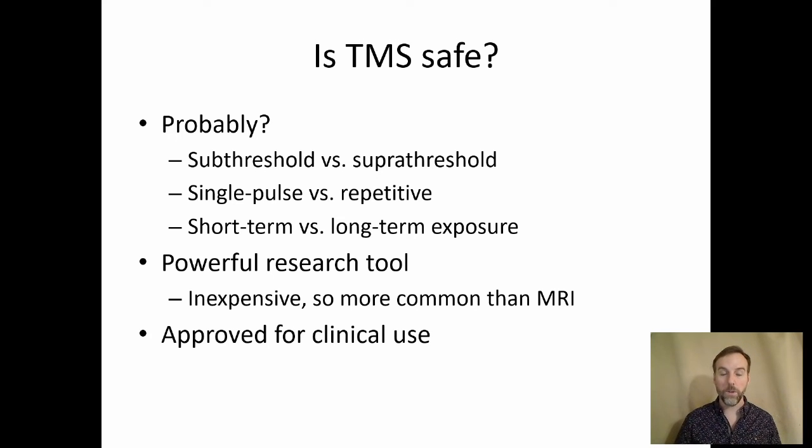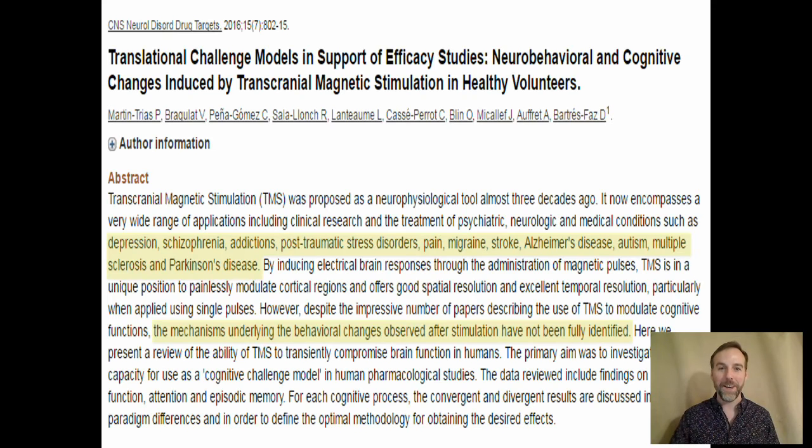Now, one thing that might surprise you, or you may have heard of this, is that TMS is actually approved for clinical use. And I'd like to talk about that because I think it's interesting. I know we're still not back to dorsal ventral, but let's continue this exploration. This is a review article on TMS from a few years ago, and I've highlighted some of the areas where there is research looking to see whether TMS can help depression. And the approval for clinical use is to treat depression. We'll talk about that next. But they've also looked at whether it can help schizophrenia, addictions, post-traumatic stress disorder, pain, migraine, stroke, Alzheimer's disease, autism, multiple sclerosis, and Parkinson's disease.